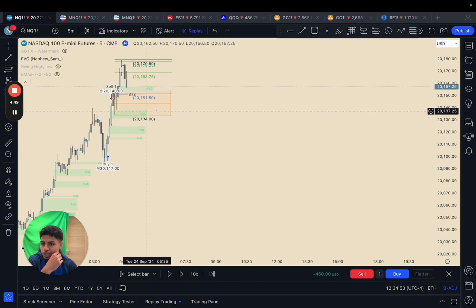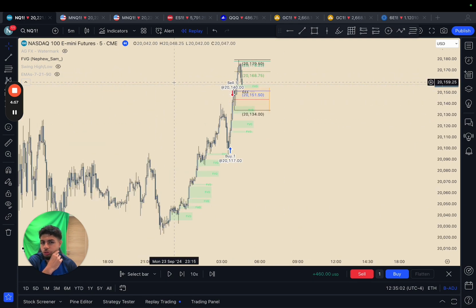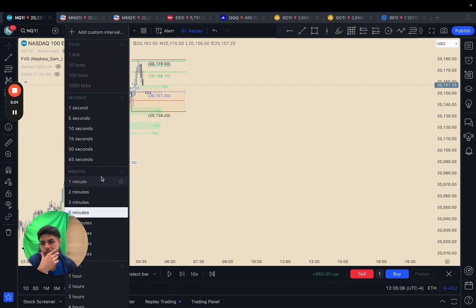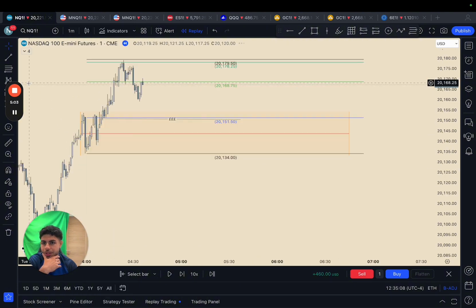I like how we mitigated this fair value gap as well before moving up, so price doesn't really need to come mitigate it. We have a couple untapped here, but price is in quite a strong uptrend, so I'm not expecting a deep retracement into here. So, I see the setup. I'm not going to overcomplicate it. I will take it if we get that 618 tap.